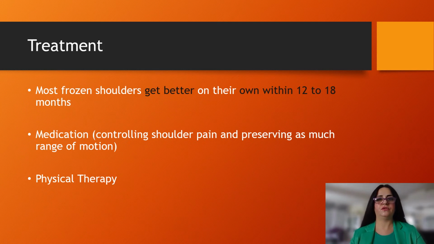What's the treatment for frozen shoulder? Most frozen shoulders get better on their own with time, within 12 to 18 months. But during this time, you need to have some medication and physiotherapy to control the pain and maintain or preserve as much of the range of motion as possible.